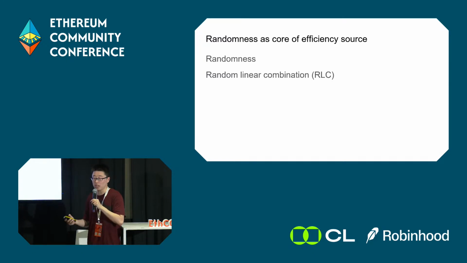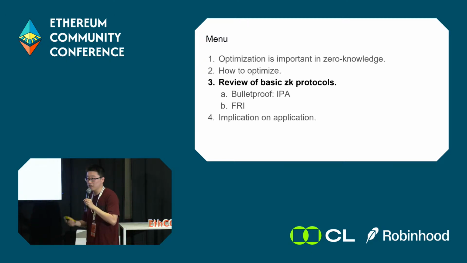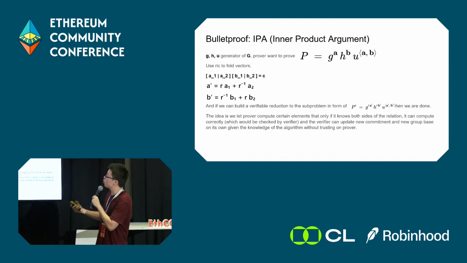To understand that, we need to first understand a key point: randomness is at the core of the efficiency for any zero knowledge protocol. Specifically in this talk, I'm going to focus on a technique that is very prevalently used in many protocols, called random linear combination. To illustrate this point, I'm going to review two very basic building blocks of zero knowledge protocols. They're probably already very familiar, but I'm still going to review them.